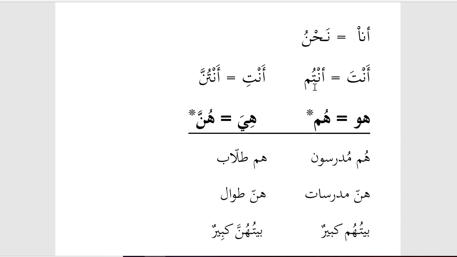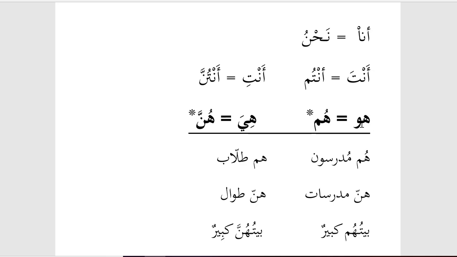Remember, we said that meem is for men. And so when we want to change anta to the plural, we say antum. That meem is for men. Anti is you, but talking to a female. We said to change to a female, we're going to use a noon for nisa. And so anti becomes antunna. The noon here is for nisa. The meem here is for men.